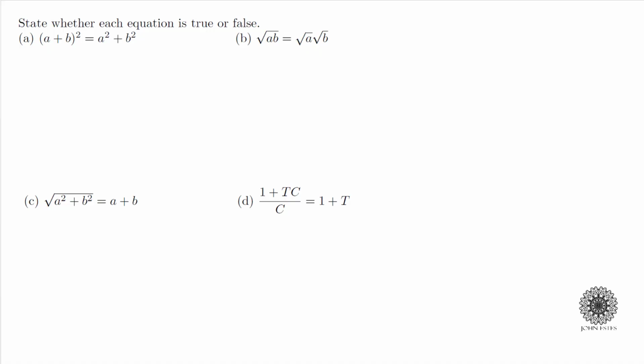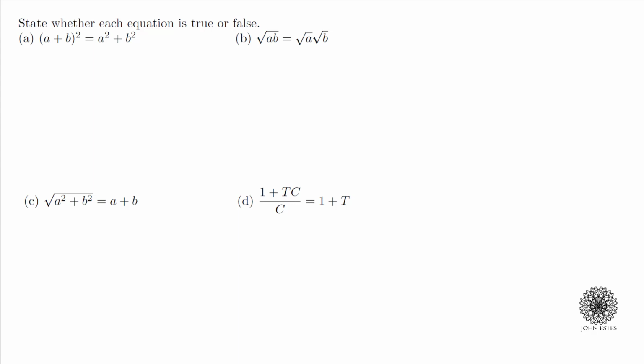Alright, I want to look at a few common expressions that students oftentimes get mixed up on how to treat algebraically, and we're just going to look to see whether these supposed identities are actually identities or are they just contradictions. So first of all, we have (a plus b) quantity squared equals a squared plus b squared.